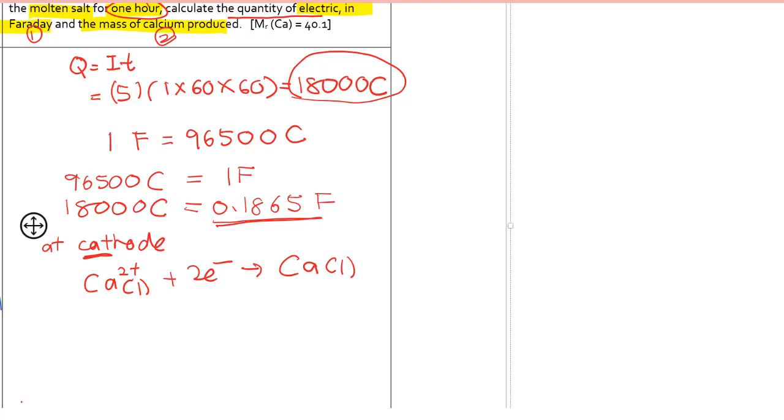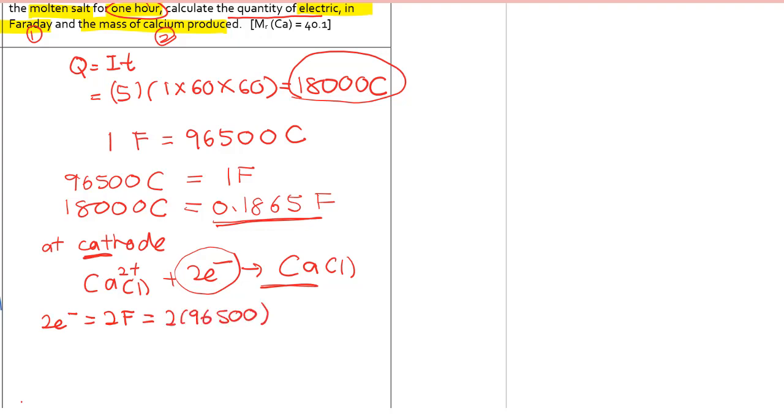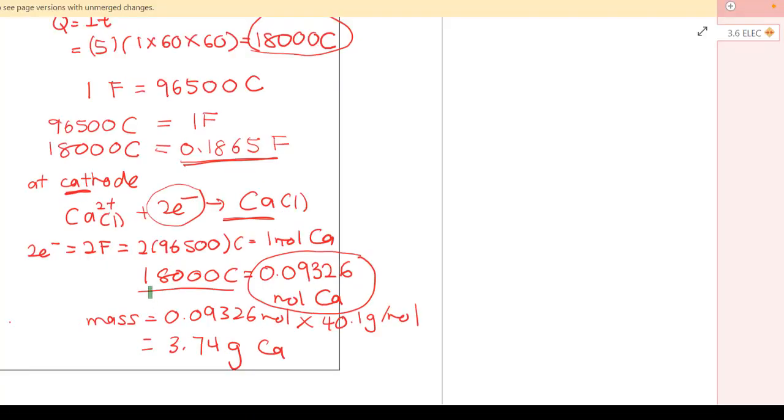Okay, so according to the half equation, if the cathode receives 2 electrons, it will produce 1 mole of calcium. 2 electrons are equivalent to 2 Faraday, equivalent to 2 times 96,500 coulomb, equivalent to 1 mole of calcium produced. In this experiment, we supply 18,000 coulomb, so this is the amount of mole produced. Mole must be at least 4 decimal places or more. This is the amount of mole of calcium produced.